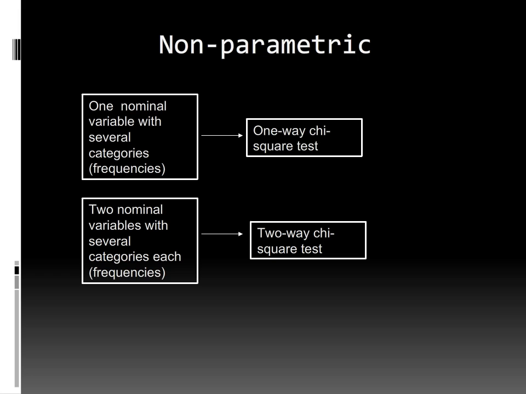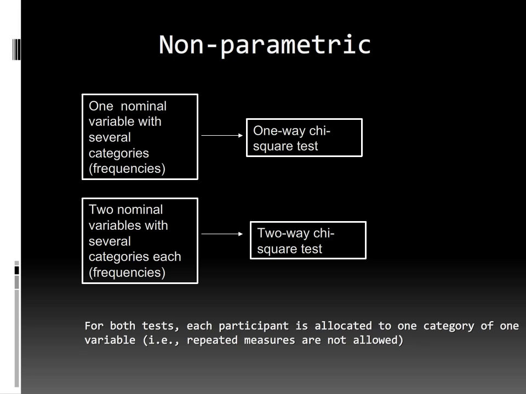The two-way chi-square test essentially tests an interaction. That is, whether the frequencies in the categories of one variable are dependent or not on the frequencies in the categories of the second variable. In our current example, we are asking whether personality type A or B is independent of gender, male or female. It is important to note for both tests, each participant is allocated to one category of one variable. Repeated measures are not allowed.